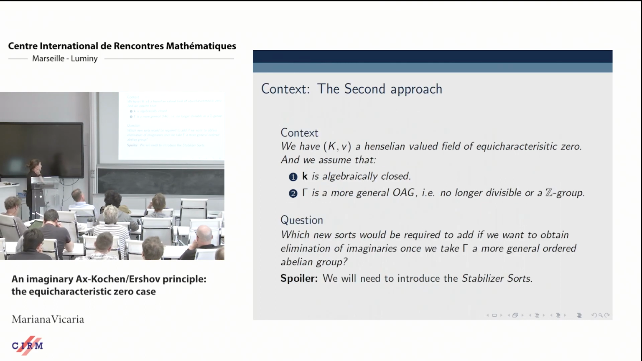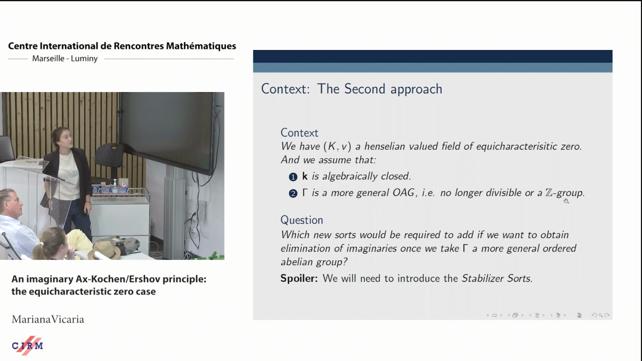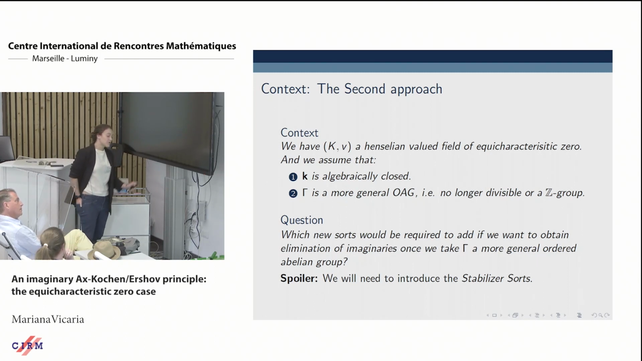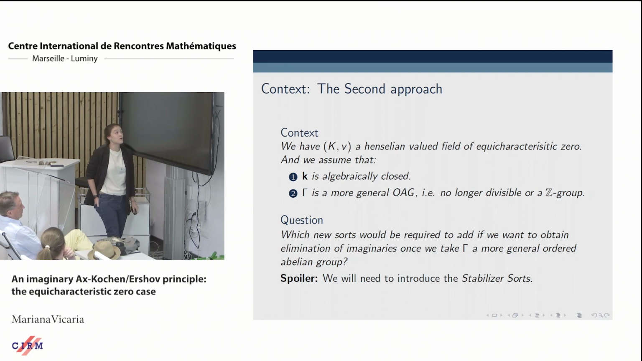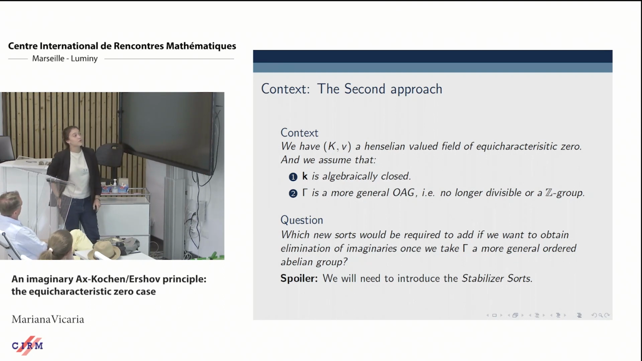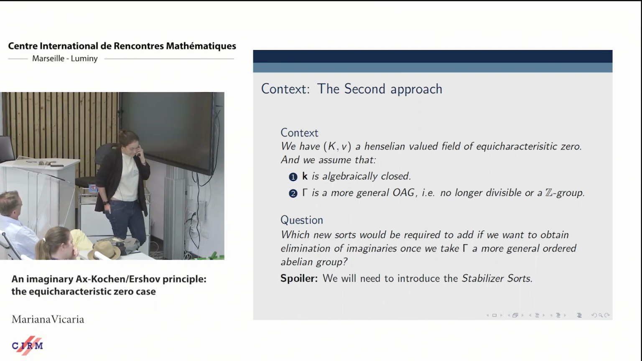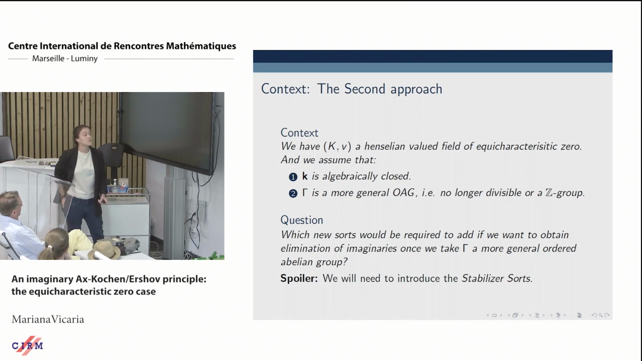And now I want to start talking about the second approach that we have. That was my approach. So let's get back to the context. For instance, let's say that you have a Henselian valued field of equicharacteristic 0. And now I'm going to do the opposite. I'm going to make my residue field very, very easy. In particular, I'm going to assume that it's algebraically closed. And now I want to make the value group much more general, so it's no longer going to be divisible or a Z-group. And the question that I was addressing back then is, which are the new sorts that are required in order to have elimination of imaginaries once we make the value group more general? And what I introduced is what I call the stabilizer sorts.